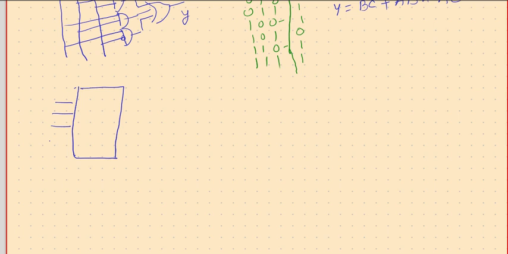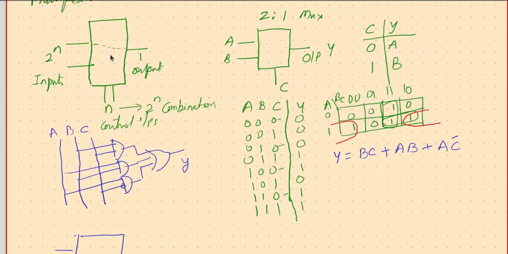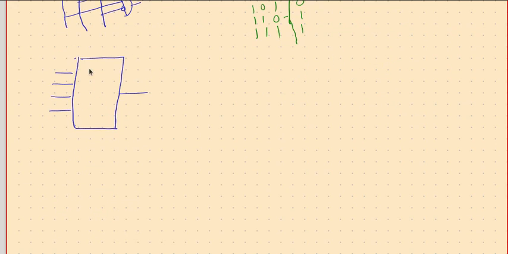1, 2, 3, 4, 1 output. Now instead of saying A and B, let's have a convention saying this is 0, this is 1, so that if C is 0, this is connected, if C is 1, this is connected. Whatever you call them here doesn't make much sense. So now we can say this is 0, this is 1, this is 2, this is 3. So we need two control inputs, C0, C1.